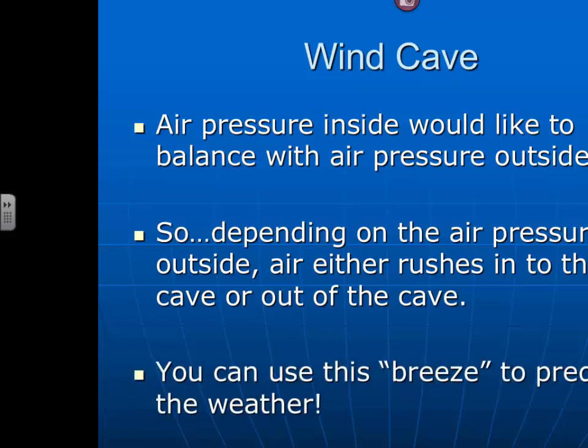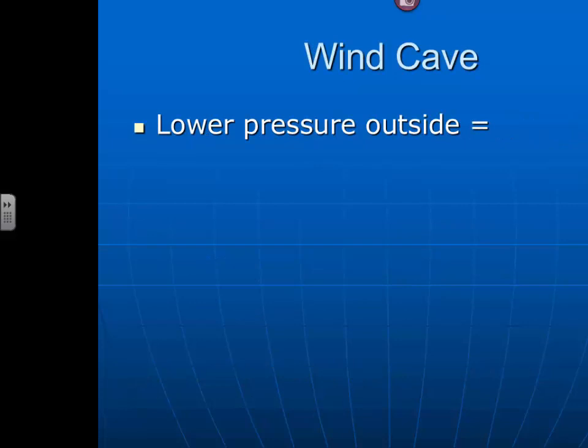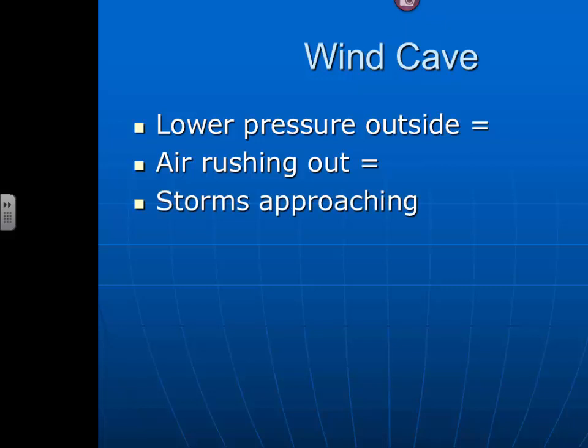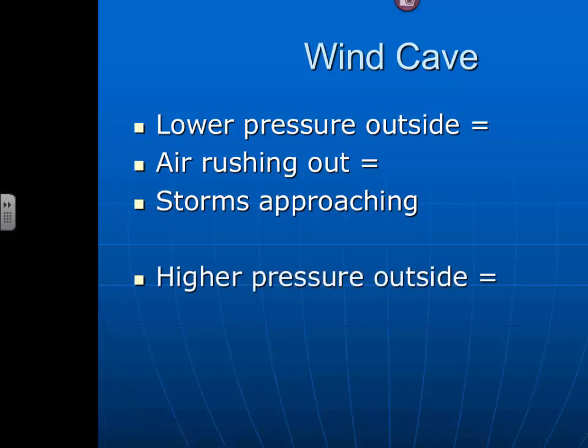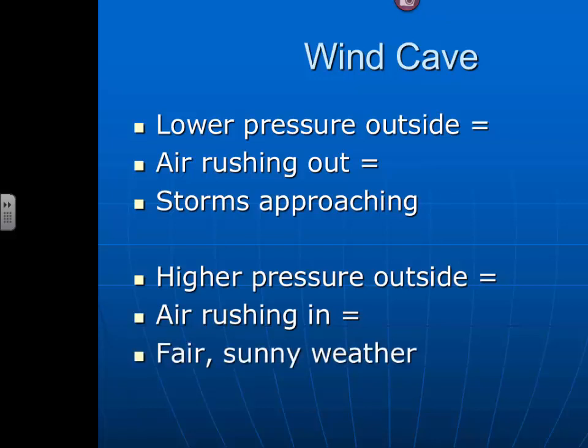What's kind of neat about that is you can use this breeze to predict the weather. If there's lower pressure outside the cave, then you're going to have air rushing out to try to balance that lower pressure. That means there's storms approaching. So if there's air rushing out, it's probably going to rain pretty soon. If there's higher pressure outside, that would mean there'd be air rushing into the cave to try to balance that out. So if there's air rushing into the cave, it probably means that we're headed for some fair sunny weather. So I thought that was pretty neat when I was on my vacation and I visited there.